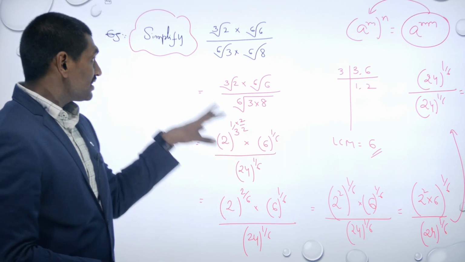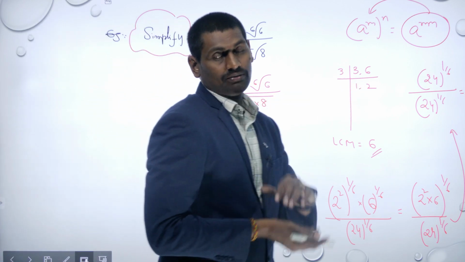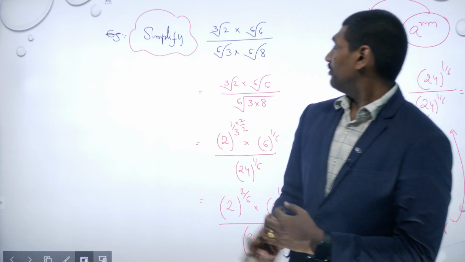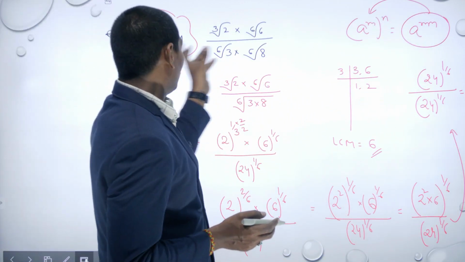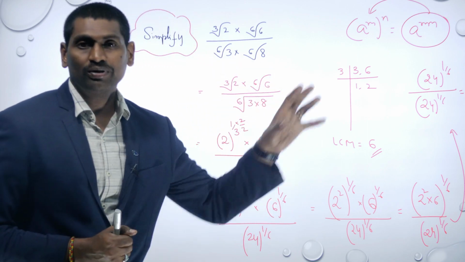Okay? See, this way we need to simplify this form. Whenever we are getting dissimilar surds, we can simplify in this manner.